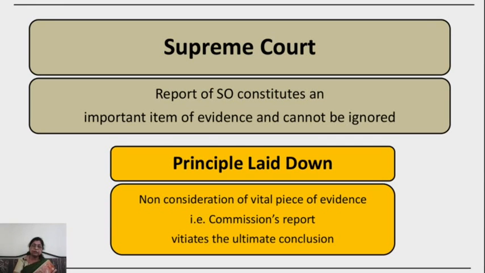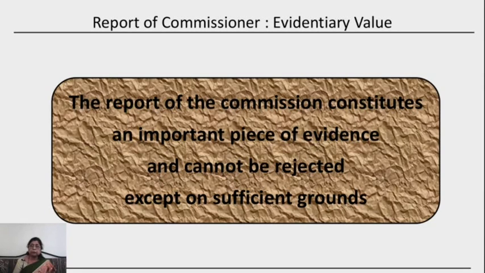The Supreme Court says that once a commission is constituted and the commission has given its report, the court should look into the commission's report first as an important piece of evidence. In this particular case, the non-consideration of a vital piece of evidence vitiates the ultimate conclusion of the division bench of the High Court. So, the Supreme Court laid down the principle that the report of the commission constitutes an important piece of evidence, it cannot be rejected except on sufficient grounds.